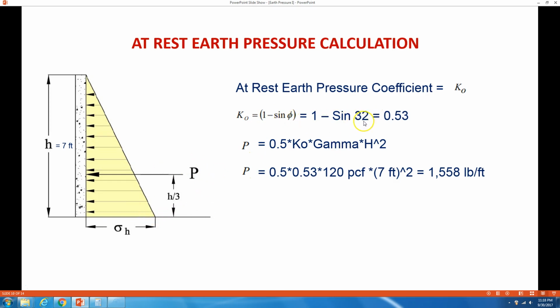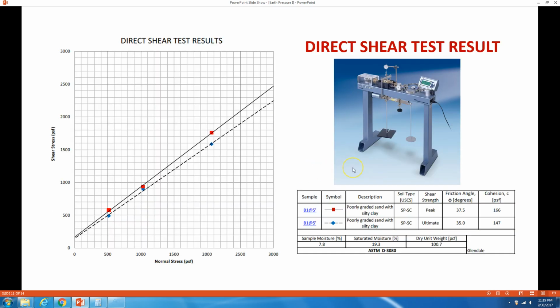So let's change the phi from 30 to 32. So 1 minus sine 32 is 0.53, and the thrust for at rest condition is 1/2 K0 gamma h squared. It's the area of the triangle. So it's 1/2 times 0.53 times 120 times, this wall now is only 7 feet, so 7 foot squared. So we get 1558 pounds per foot on the wall.